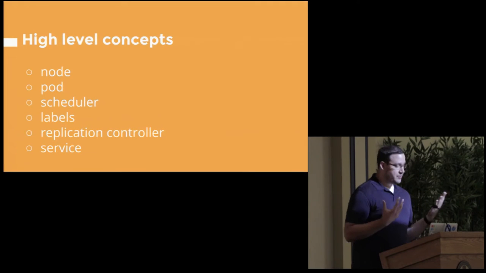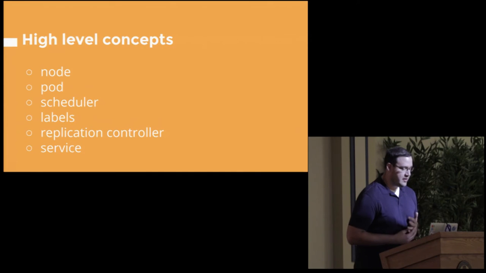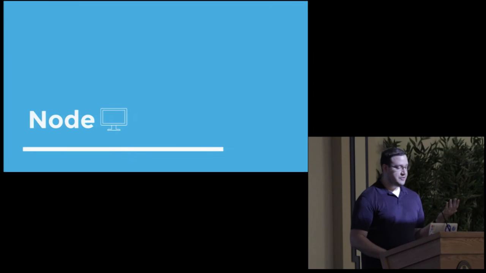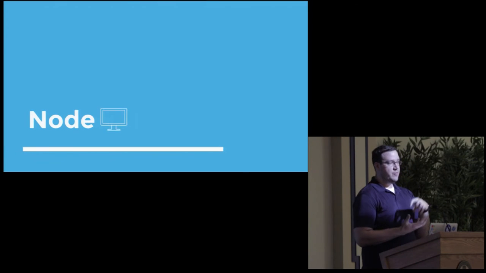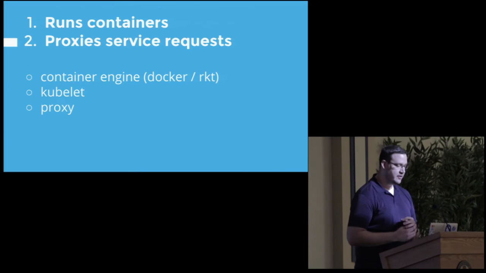Here are the high-level concepts we're going to get through. Once we know these pieces, we'll be able to get rolling on our own cluster. We're going to talk about nodes, pods, the idea of a scheduler, the idea of labels, replication controller, and then finally service. The first piece is a node. A node is that VM or bare metal machine that we're going to deploy into the cluster. It has two main jobs. The first job is to run containers. That container engine can be today Docker or Rocket. Kubernetes supports both. I'm going to demo some Docker stuff today.